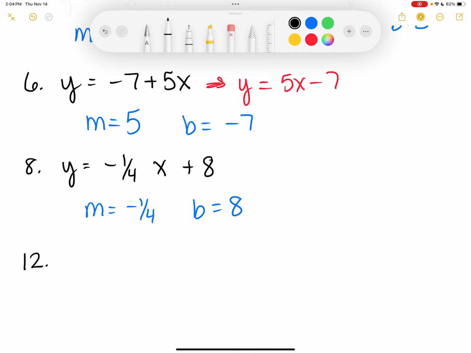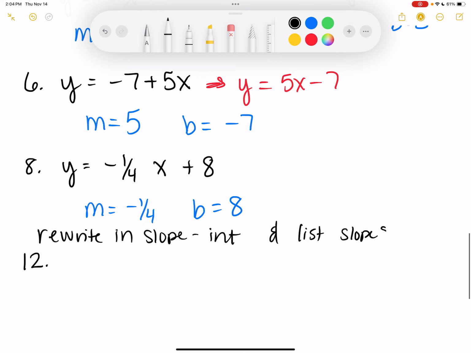It's easy to make the 20 a 25. Don't have to choose numbers specific. All right. These ones now want you to rewrite in slope-intercept form and list slope and y-intercept.